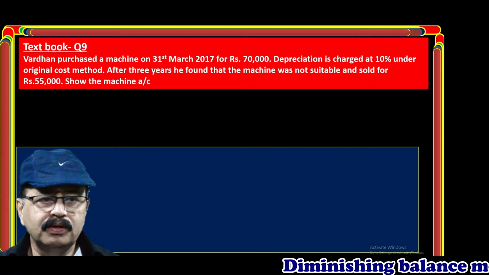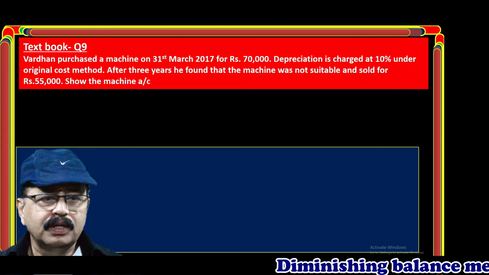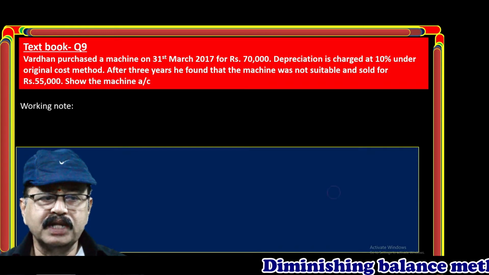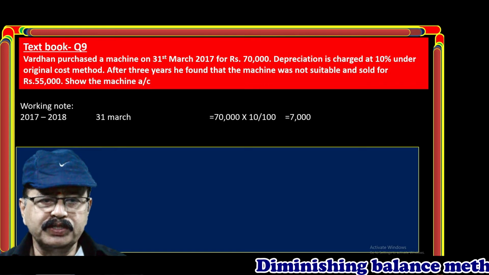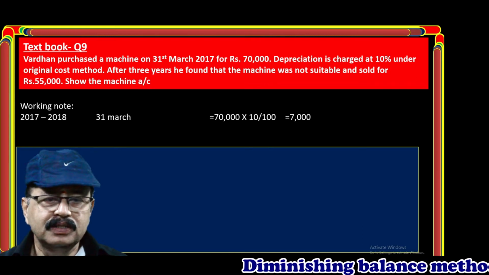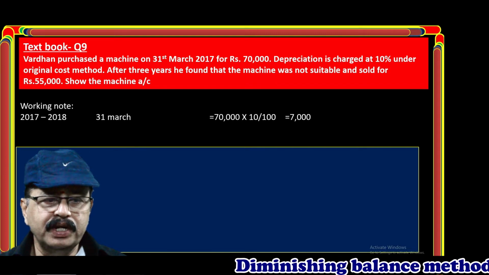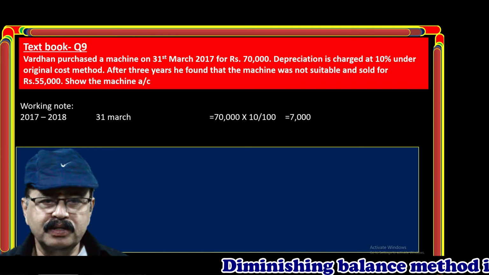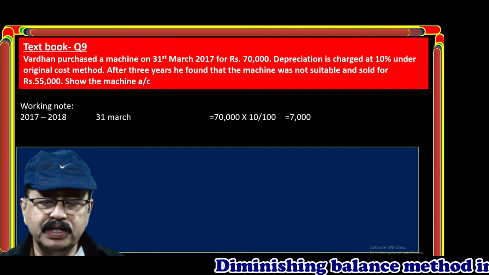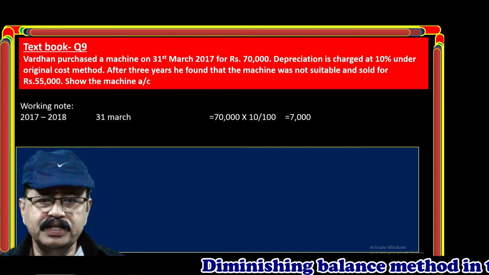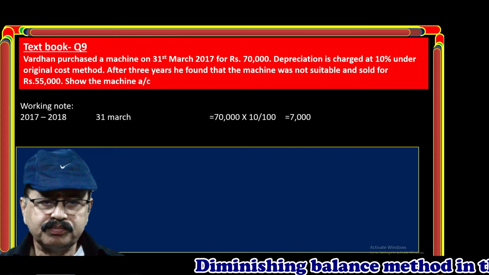So, working note. Here the date is March 31st, which means the financial year starts from April 1st to March 31st. That is our Indian financial year. So at the end of 2018, 31st March, we should calculate the depreciation. Machine cost is 70,000 into 10 by 100, which equals 7,000. That is the first year depreciation.